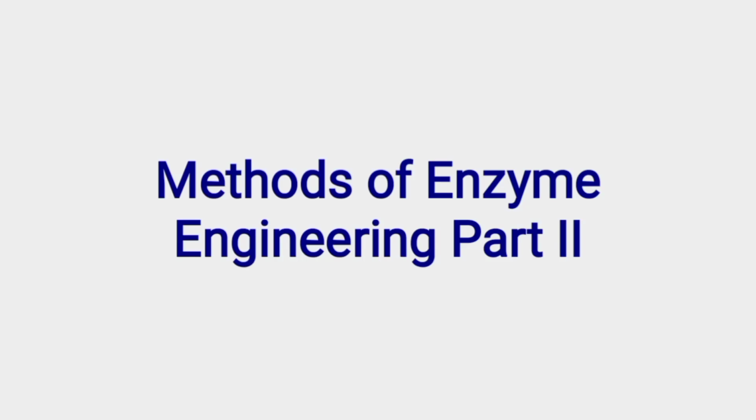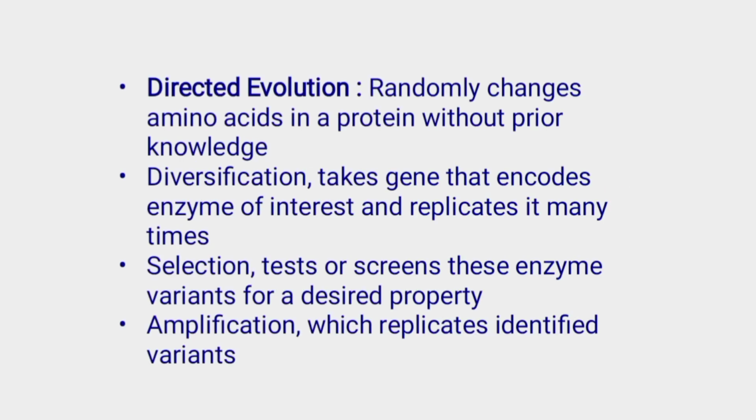Hello all. Today we see the methods of enzyme engineering. Directed evolution is one of the methods of enzyme engineering. It is the method which randomly changes the amino acids in a protein without prior knowledge of the exact function of each amino acid. It is of three steps.